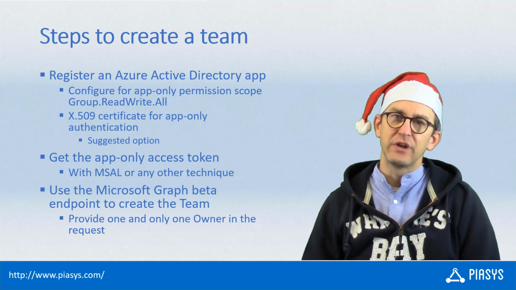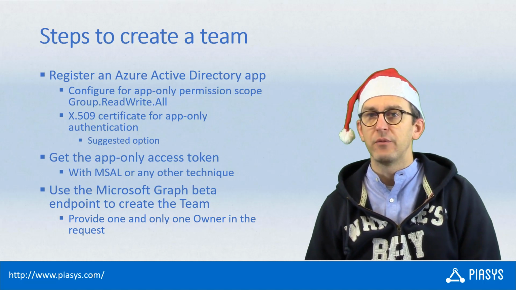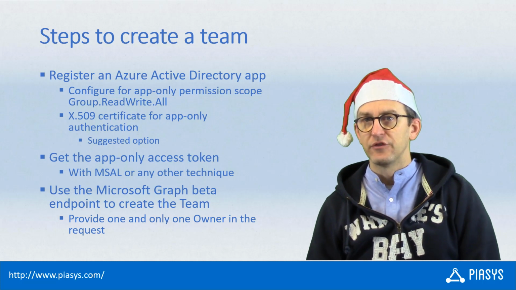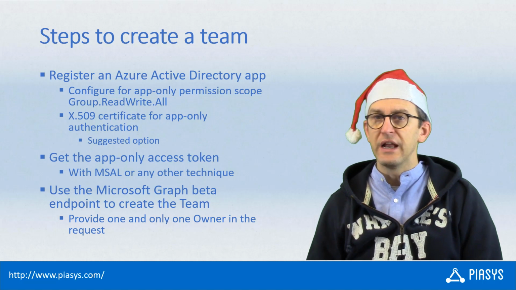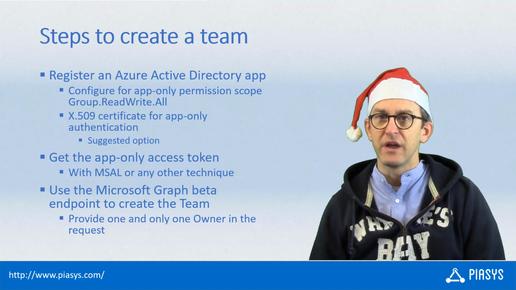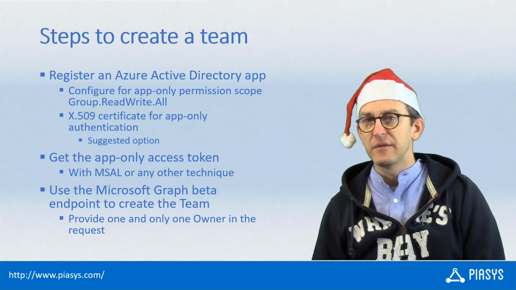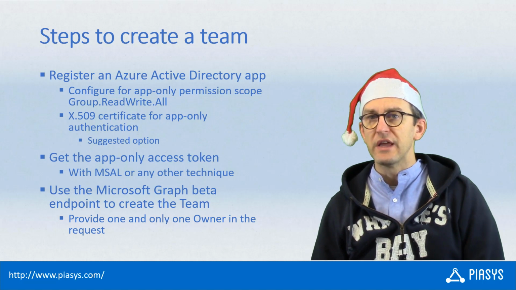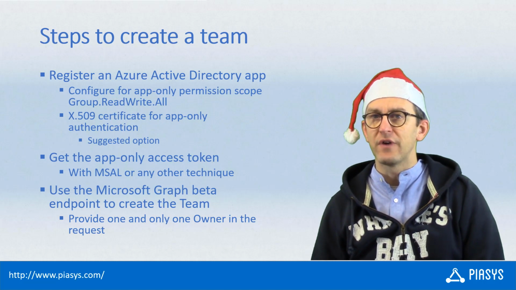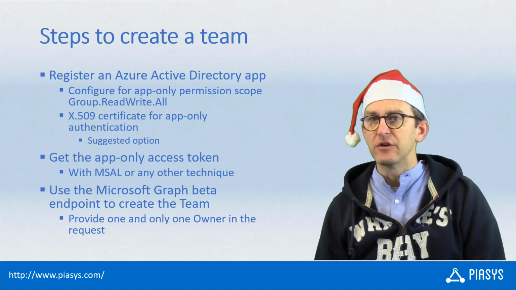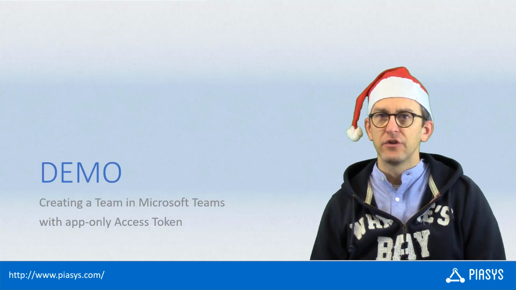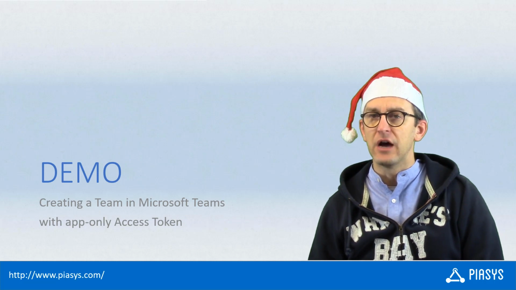Then you will have to create your own solution, which could be, for example, a solution leveraging MSAL, the Microsoft Authentication Library, to get an app-only access token. With that access token, you can make a request to the Microsoft Graph, targeting the beta endpoint of Graph, in order to create a new team. You will have to provide one and only one team owner while sending your request to create a new team. So let's move to the demo environment and let's see how to do that.